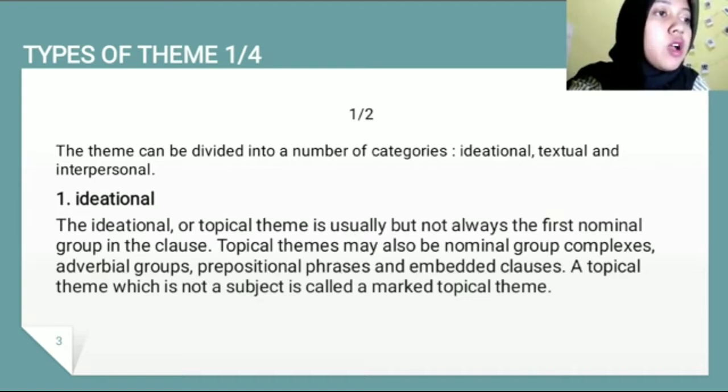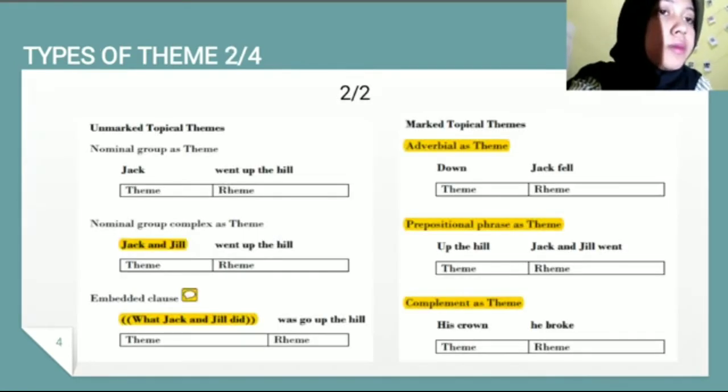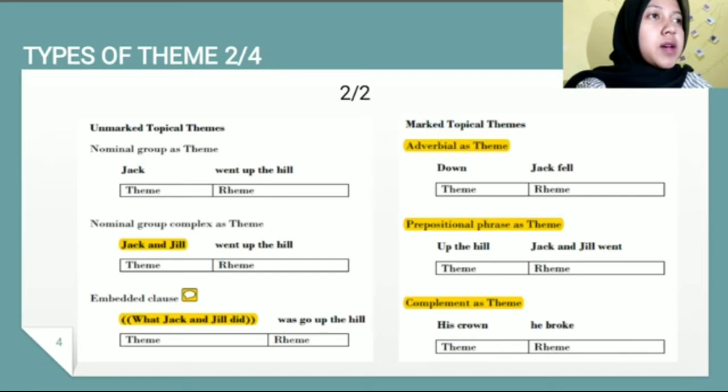The ideational or topical theme is usually but not always the first nominal group in the clause. Topical themes may also be nominal group complexes, adverbial groups, prepositional phrases, and embedded clause. A topical theme which is not a subject is called a marked topical theme. Unmarked topical themes: nominal group as themes.